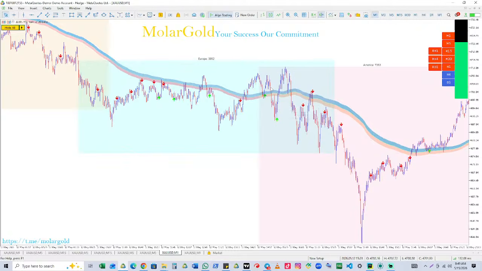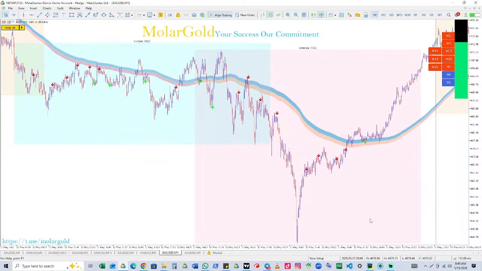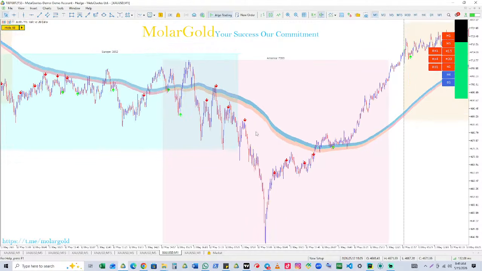All right. Then it follows with tap, send. So it should be strong. Then it happened again, tap, reverse. So it starts going to the downside. All right. I will show you when we are using the MolarGold zones. So with this strategy, once you have the indicator, you just have to understand or memorize one or two things. That's all.